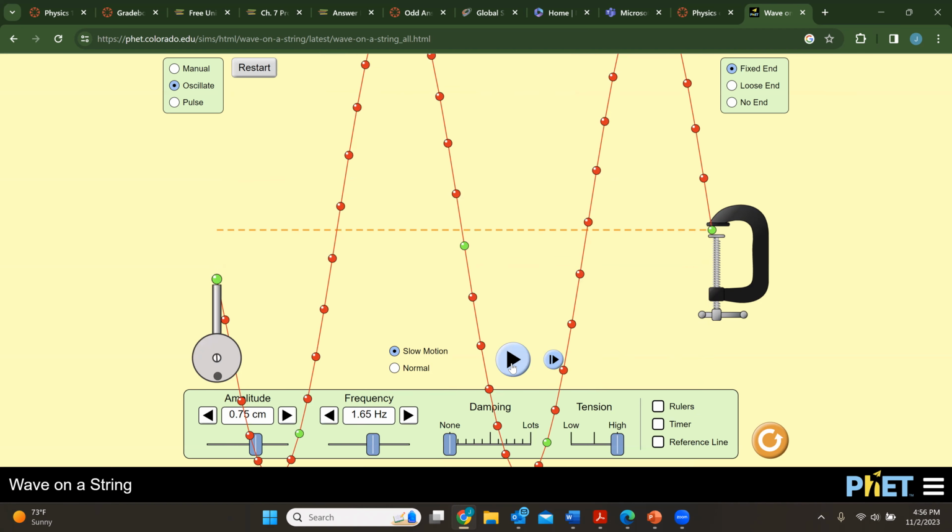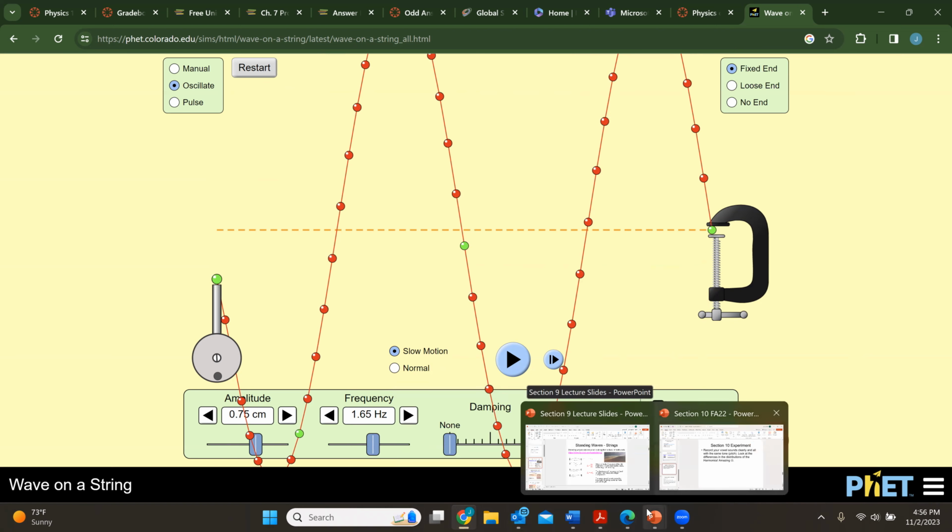So again, standing waves are ultimately due to interference of two waves, an incoming and a reflected wave. They can happen to waves on strings, and they can actually happen to waves in air columns as well. And that's what we want to start looking at. So let me go back to this.